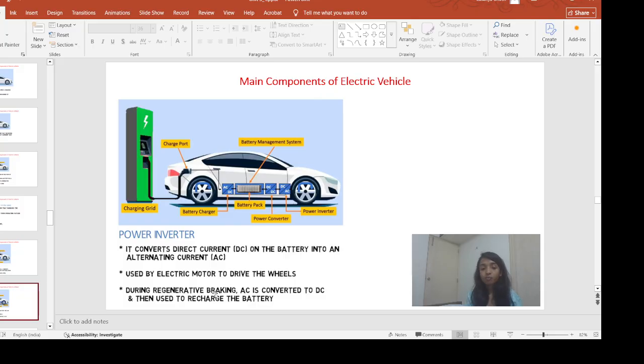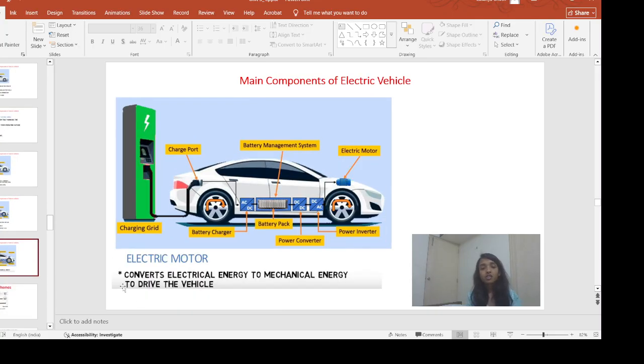What is regenerative braking? Regenerative braking is a system and it is common for both the electric and the hybrid vehicle, where the vehicle's kinetic energy is converted to the electrical energy instead of wasting it as heat through friction. So during regenerative braking, the AC is converted to DC and used to recharge the battery. Next we have the electric motor. So it will convert the electrical energy to mechanical energy to drive the vehicle.